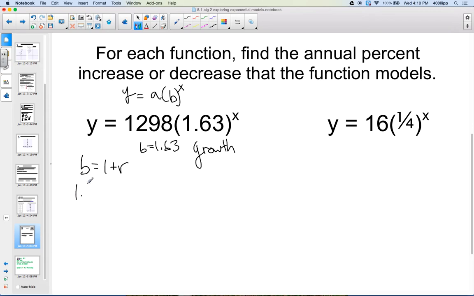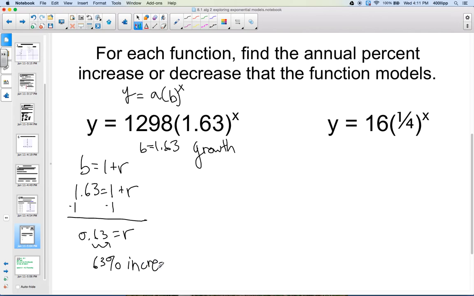So when I plug this in, 1.63, then I can find what the rate is by subtracting 1, and I get 0.63 is my rate. Moving the decimal 2 spots to the right to convert it to a percentage, I get 63% increase, because it's a positive, is going to be our rate.